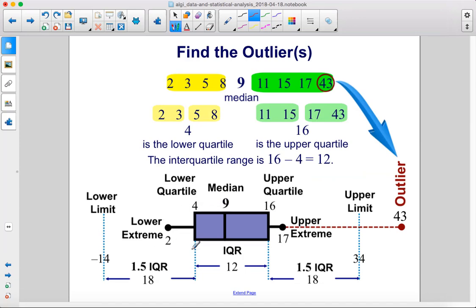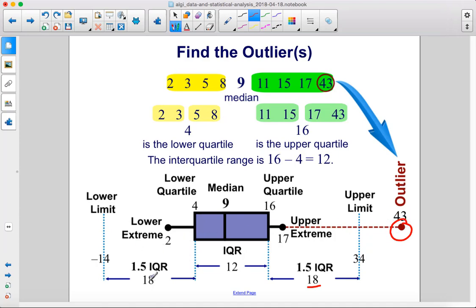Once we draw the box and whisker plot here, we can see that this point is an outlier, this 43. But the way we determine that is just by calculating 1.5 of the IQR. So 12 times 1.5 is 18. So if we add 18 to our upper quartile of 16, we get a limit of 34. So any value over 34 here would be an outlier.